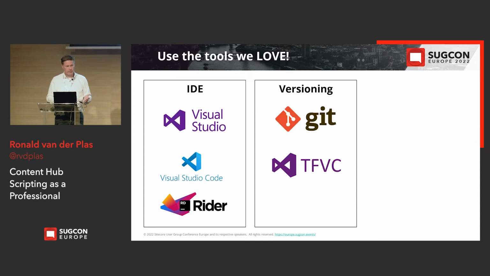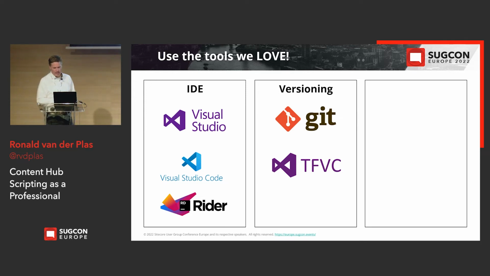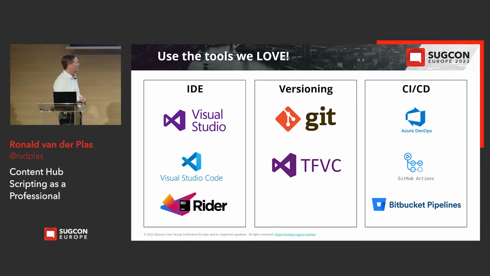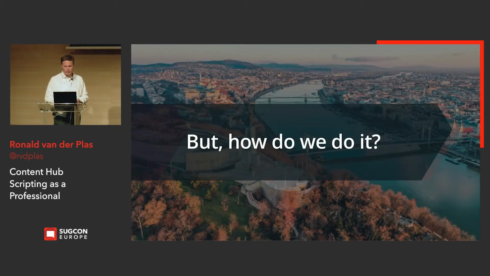And next to that, of course, we have our versioning. Most of us are already based in Git, or otherwise TFS. And next to that, we have, of course, our CI/CD pipelines that we really love today. It makes life a whole lot easier. Within Macaw, we use Azure DevOps a lot, but I think in the near future we'll change to GitHub Actions. And there are also people using Bitbucket pipelines. So how can we integrate all of these tools?